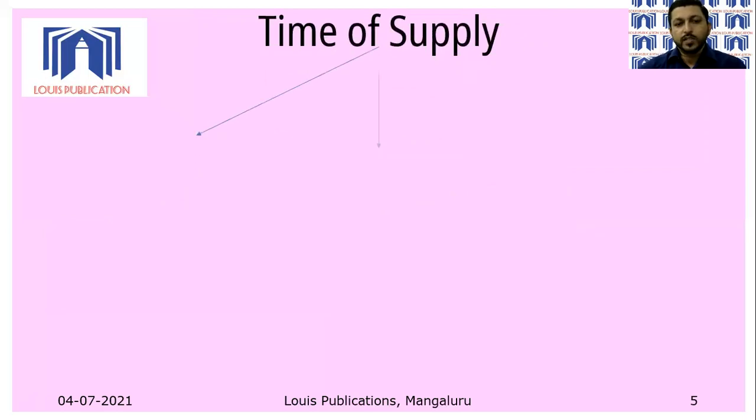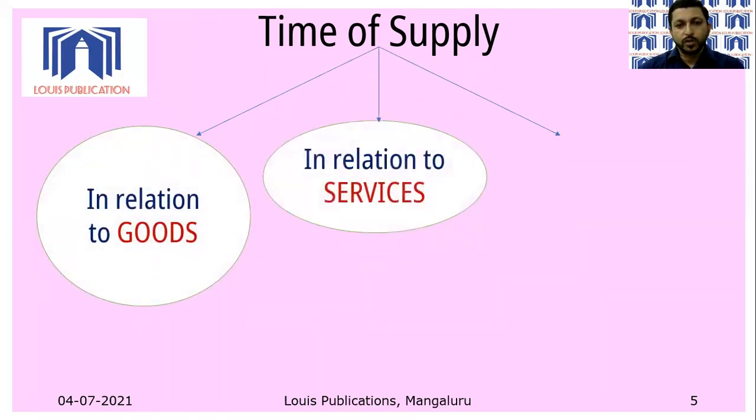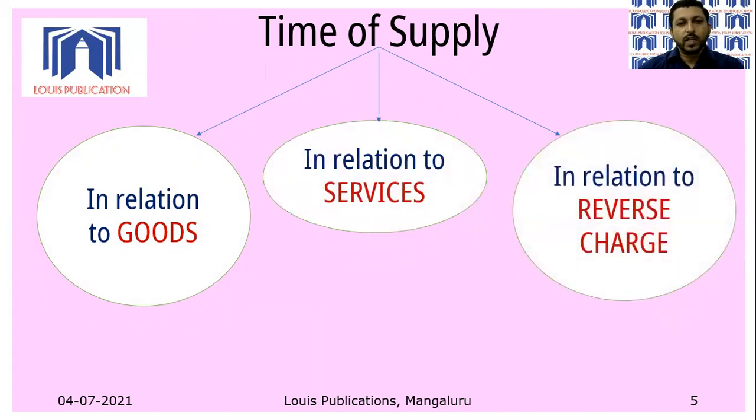First is in relation to goods, second in relation to services, and third, very interesting, in relation to reverse charge. So let's understand the concept of time of supply in relation to goods, then we'll take in relation to services, then we'll talk about in relation to reverse charge.